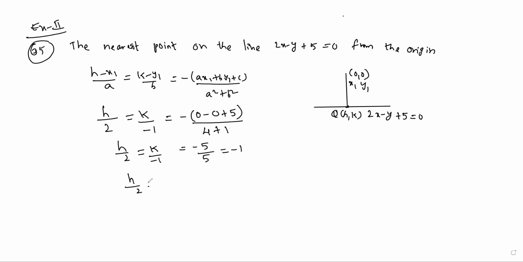By comparing, h by 2 is equal to minus 1, and k by minus 1 is equal to minus 1. So h is equal to minus 2, and k is equal to plus 1. Therefore, the nearest point Q, (h, k), is equal to (minus 2, 1).